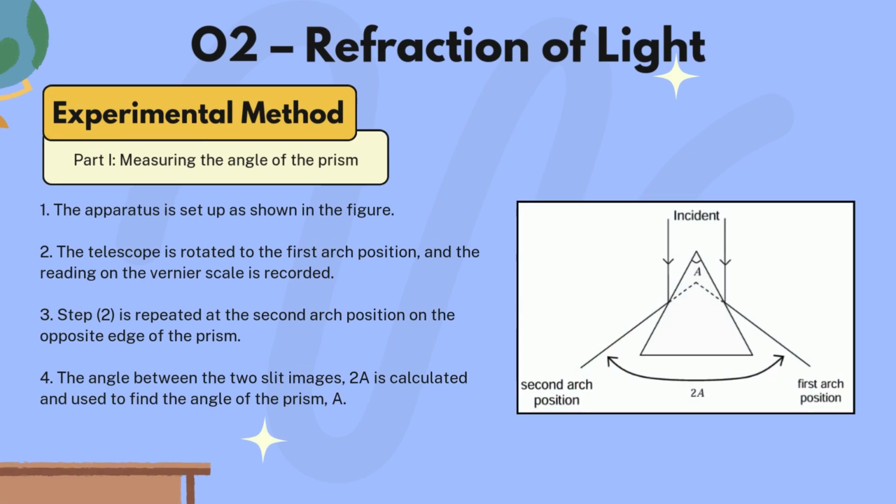Now, in this experiment, there are actually two parts. In the first part, I measured the angle of the prism. The apparatus is set up as shown in the figure. The telescope is rotated to the first arc position, and the reading on the vernier scale is recorded. Step 2 is then repeated at the second arc position on the opposite edge of the prism. The angle between the two slit images, 2A, is calculated and then used to calculate the angle of the prism, A.